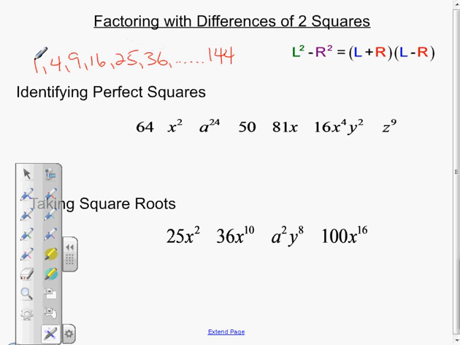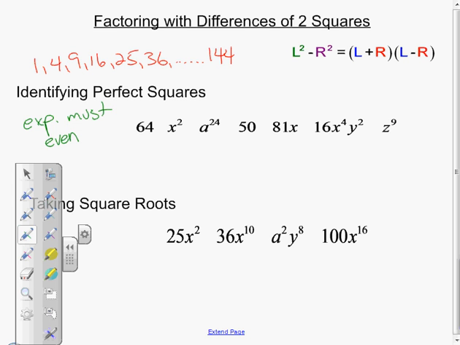Now, when there's a variable involved, it's just a rule that you need to remember, and that rule is that the exponent must be even. Okay? Anytime you square something that has an exponent, you would double the exponent. This always creates an even exponent. So you have to see that the exponent is even.